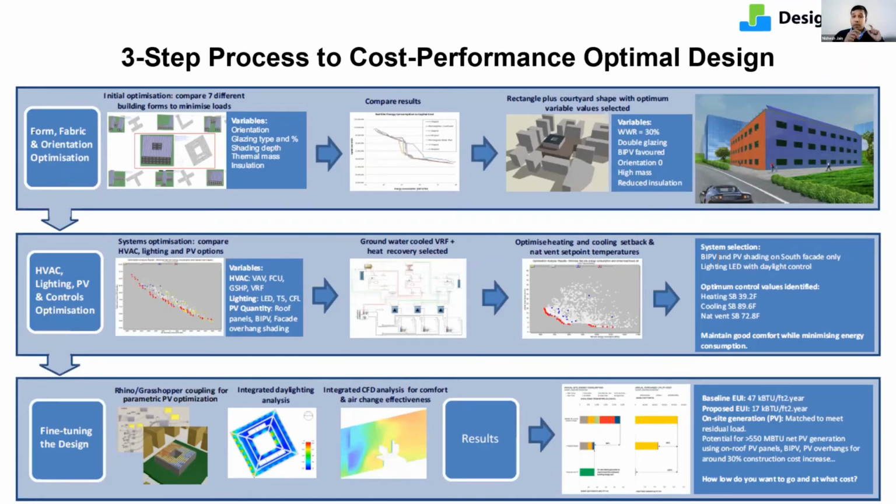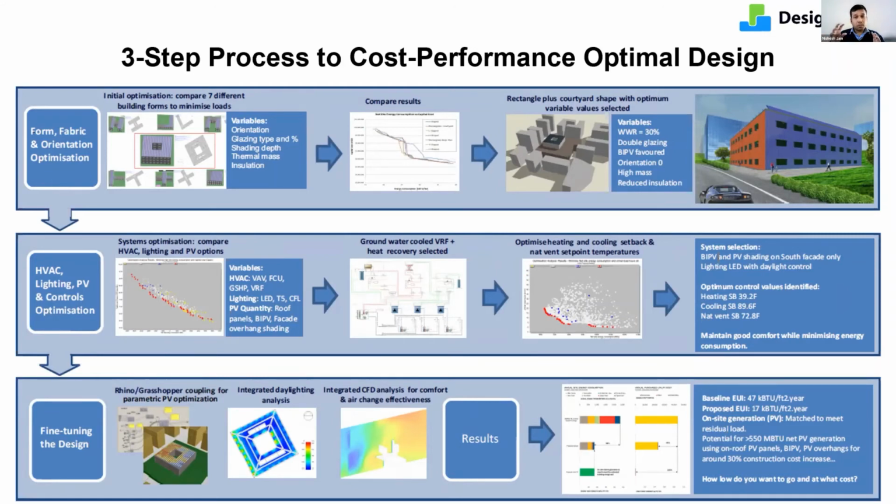In the second stage then, after the form was done, it was to optimize and identify the best HVAC system and lighting and PV systems. The results show that ground-coupled VRF systems with heat recovery provided the best balance between cost and performance. And then further in this step itself, further optimization was done to fine-tune the heating, cooling, and natural ventilation set point control temperatures. So you can see optimization can be progressively used to fine-tune the design so that it is optimal according to the design brief.